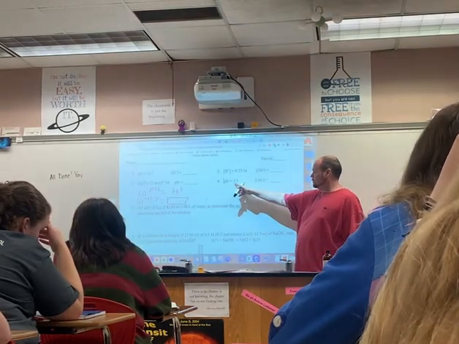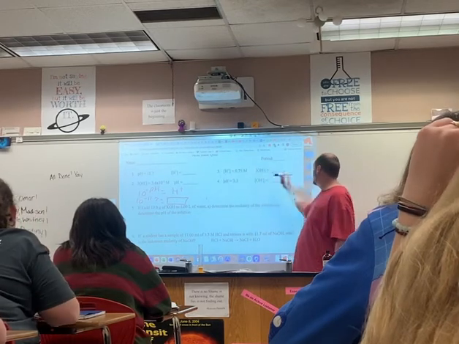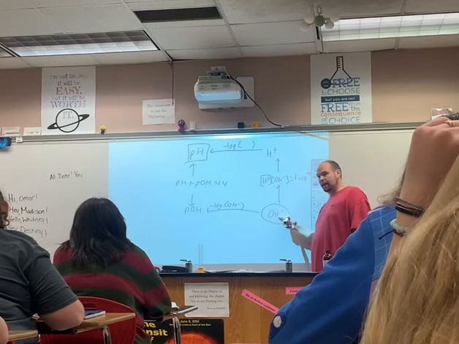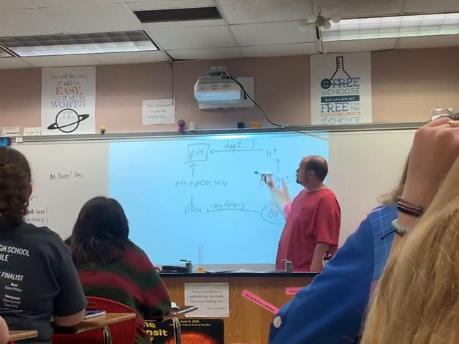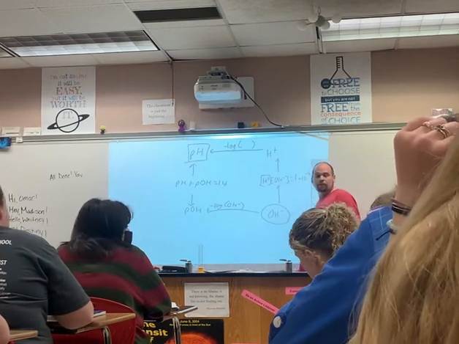Numbers 3 and 4 are kind of the same thing. Which way are you going? H plus to OH minus. I'm here, I can just go straight down this path. However, you could also go three ways, but why?